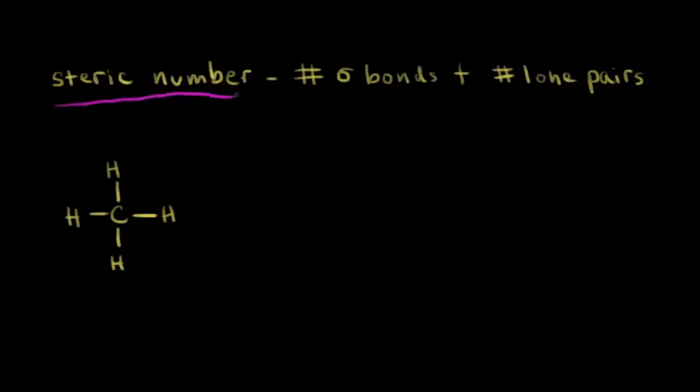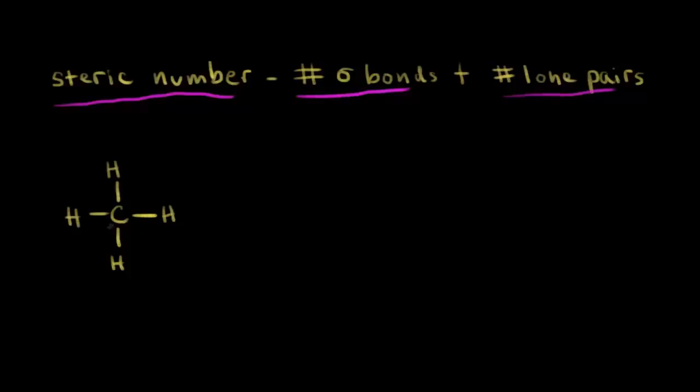The concept of steric number is very useful because it tells us the number of hybridized orbitals that we have. So to find the steric number, you add up the number of sigma bonds or single bonds, and to that you add the number of lone pairs of electrons. So let's go ahead and do it for methane.